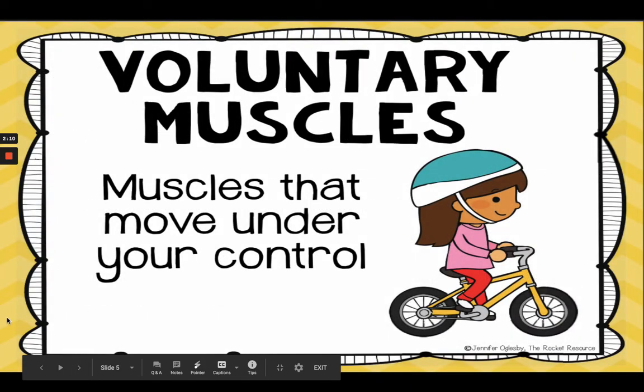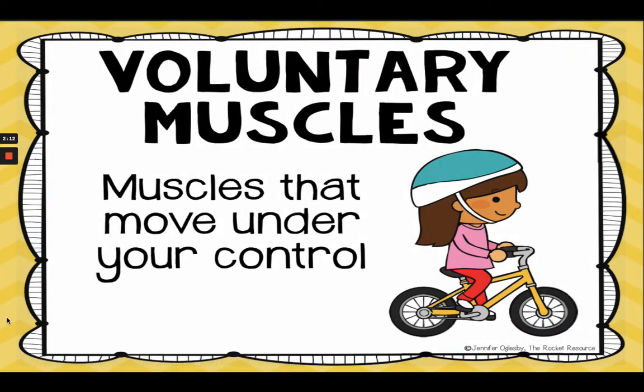So what is a voluntary muscle? A voluntary muscle are muscles that move under your control. So when you pick up a pen, when you pick up a cup to drink a drink, when you are writing something on your paper, when you pick up your iPad or your tablet, all of those you're using voluntary muscles. And I want you to take a minute, pause this video, and write down this definition for voluntary muscles.